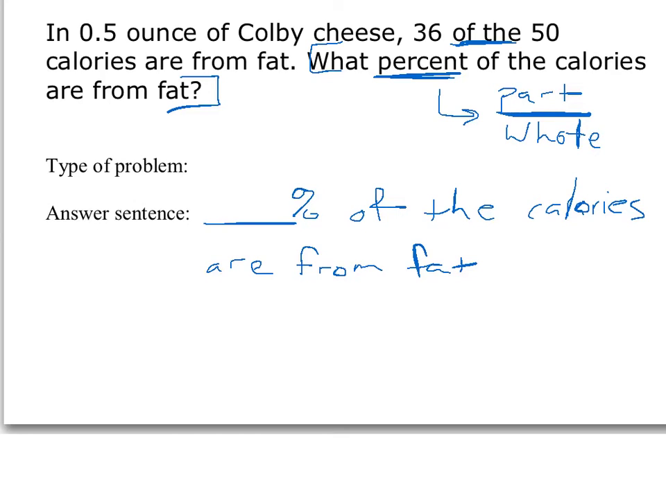So the part. Okay, so I think the part is the Kobe cheese. What value is the part? Oh, the value. What value is the part? I would say the 5.5 or no, 36 of. 36 is part of how many? What's the whole? 50. Of 50. That's it. So what that tells us is that this 0.5 ounces is not important.